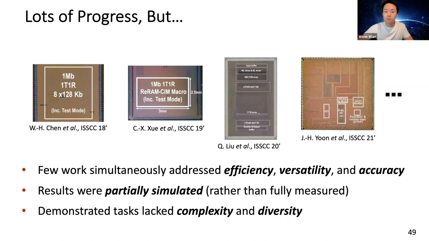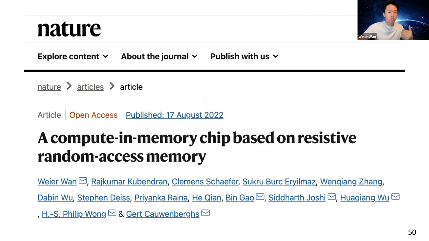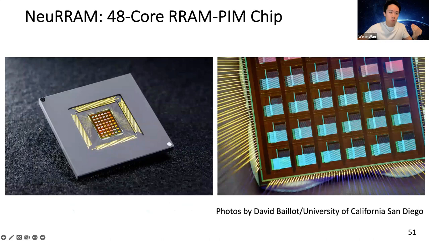So here is our attempt to address these limitations. This work was part of my PhD thesis research at Stanford in collaboration with UCSD, Tsinghua University, and University of Notre Dame. We published the work in Nature this August. In this paper, we presented a 48-core RRAM-based PIM chip named NeuRRAM.